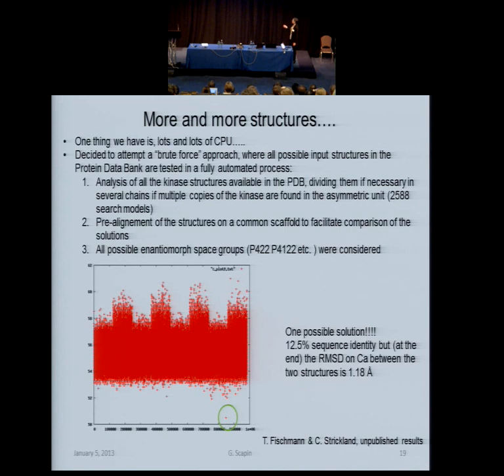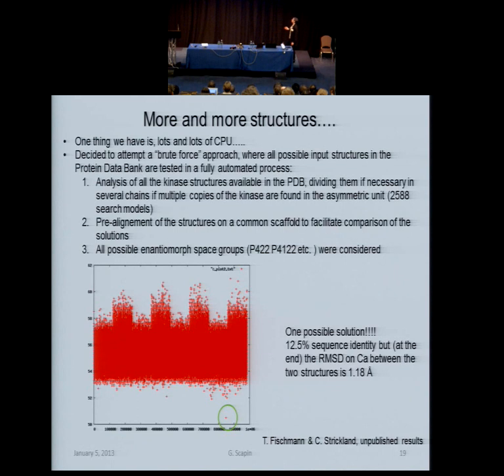And there was one structure that stood out. This is the R factor at the end of the refinement, and this is the number of trials that were run. Of course it's not great, but there was one single solution, and it corresponded to a kinase that had less than 30% identity with our target kinase. But at the end of the day, when our target kinase was solved, the RMSD on C-alpha was 1.2 angstroms. So really, we are within the numbers.